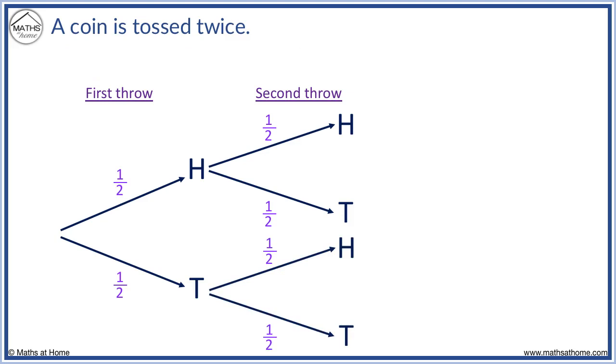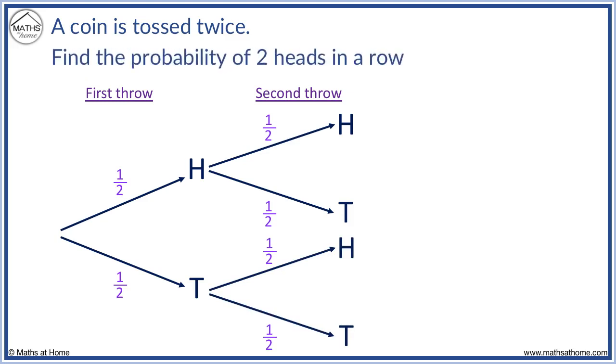We can use this probability tree to work out the probability of getting 2 heads in a row. We write this at the end. To get 2 heads in a row, we must get heads, then heads. We can write the probability of heads, then heads like this for short. P brackets means probability. We abbreviate heads as H.